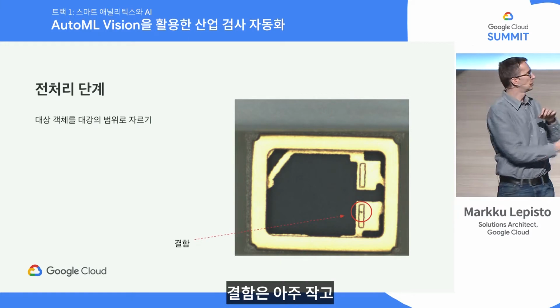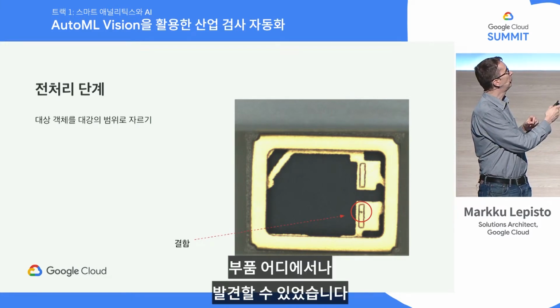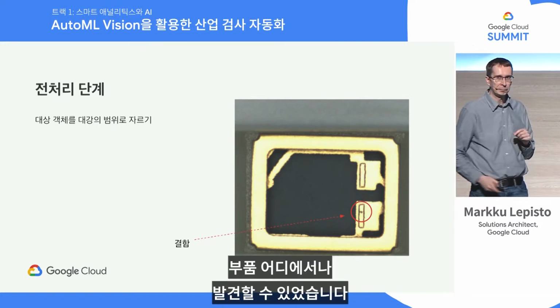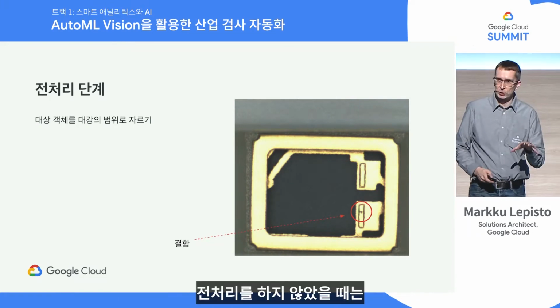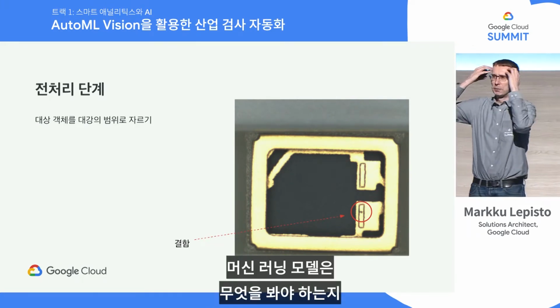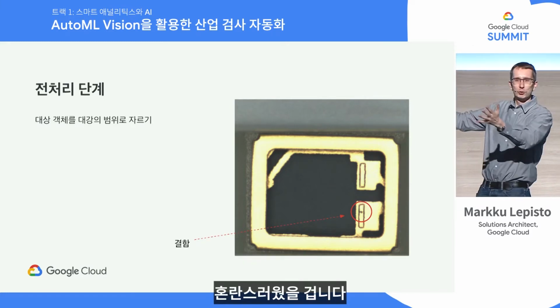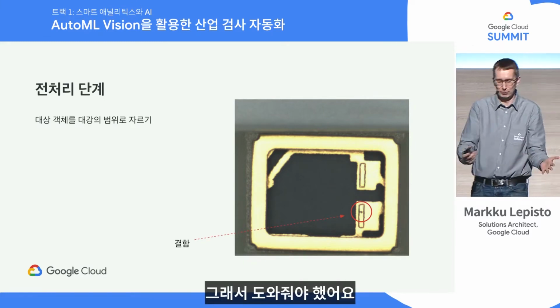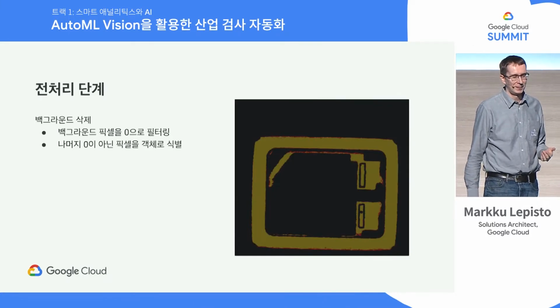And the issues are so small, and they can be anywhere inside the component. So without the pre-processing, the object was jumping around, and the machine learning model was confused, like, I don't know what to look at. So we have to help the machine learning model.